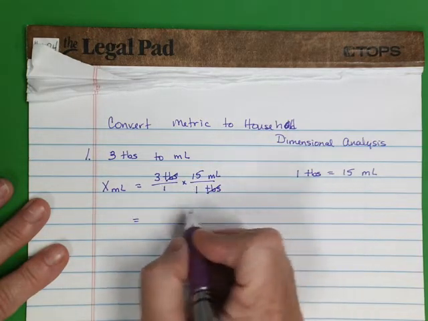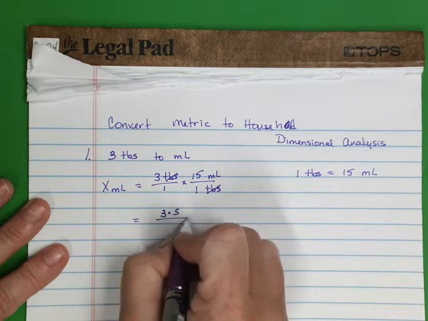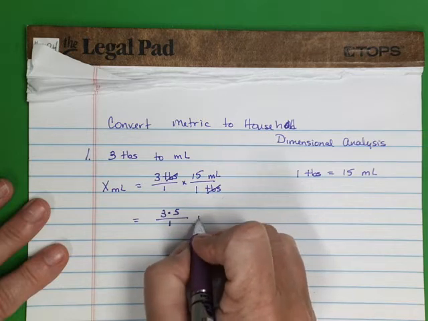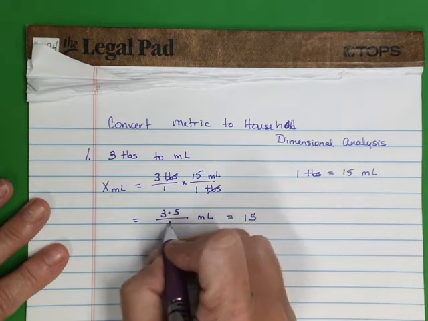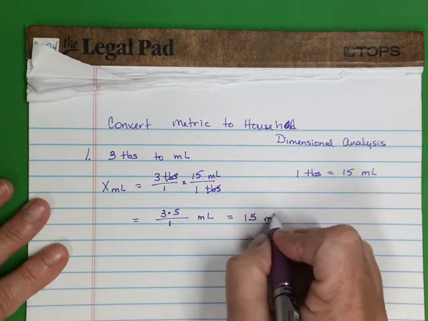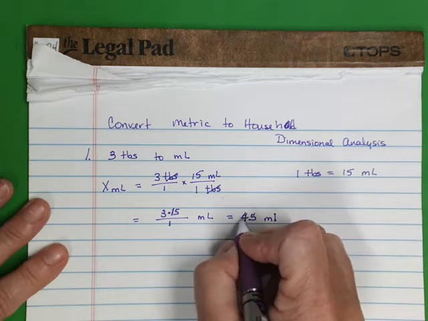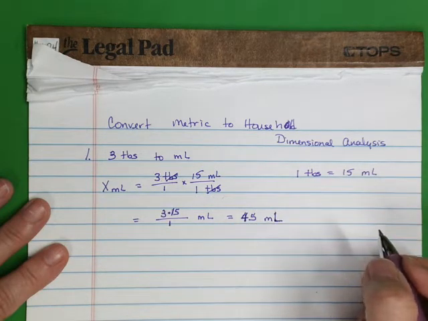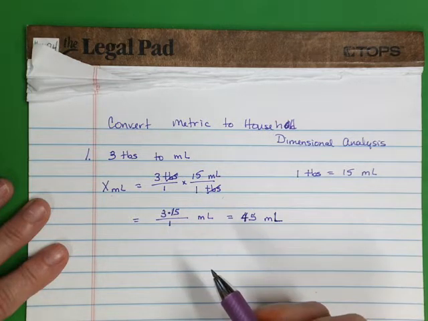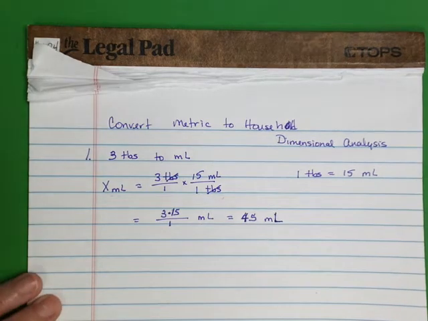So my tablespoons will cancel. And since that cancels, I have 3 times 15 on top over 1 times 1 gives me 1, and that gives me milliliters. I did that backwards, because I had the right number written down up there and wrote the wrong number down there. 3 times 15 is 45 milliliters. So 3 tablespoons is 45 milliliters.